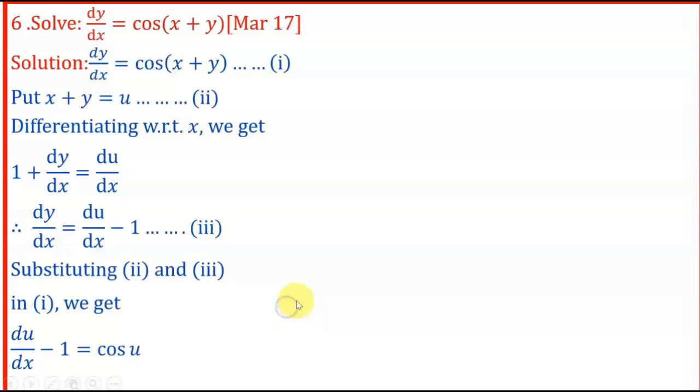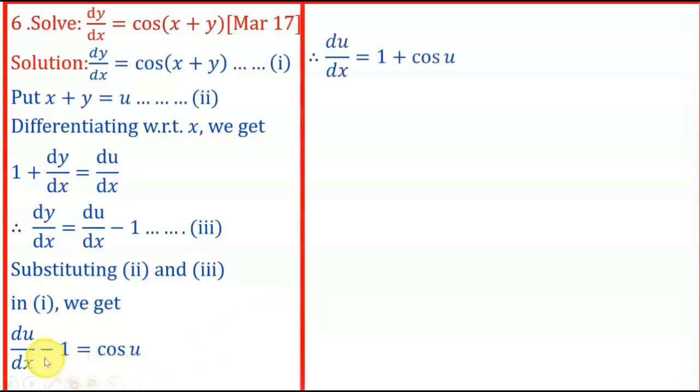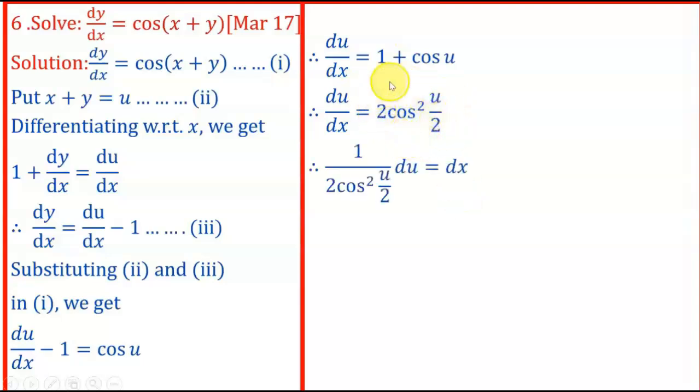Okay, now next simplification. That is the du by dx, shift this minus 1 to the right hand side, it will become plus 1. Du by dx is equals to 1 plus cos of u. Now again apply the variable separable method. First, what is the 1 plus cos of u? It's 2 cos square u by 2. Again then shift this 2 times cos square u by 2 to the left hand side. Therefore you have 1 upon 2 cos square u by 2 into du is equals to dx. Okay. But what is the 1 upon cos square u by 2? That is the sec square u by 2.